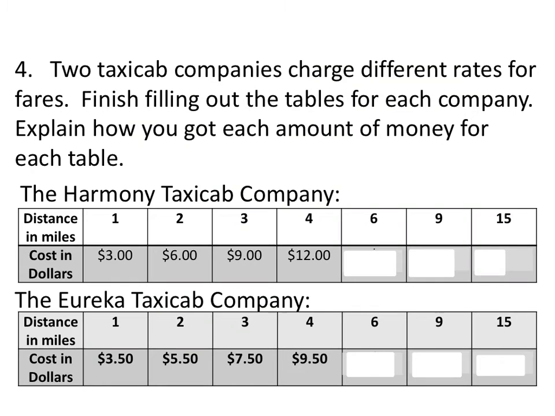Now, what that means also, if you said, well, you could feed 7 people with full servings, okay, that's good. All right, 2 taxi companies. 2 taxi cab companies charge different rates for fares. Finish filling out the tables for each company. Explain how you got each amount of money for each table. Yeah, we'll give you guys a couple minutes to fill these ones out, okay? Take a look. See if you can figure out those missing values. I guess, a couple minutes go.